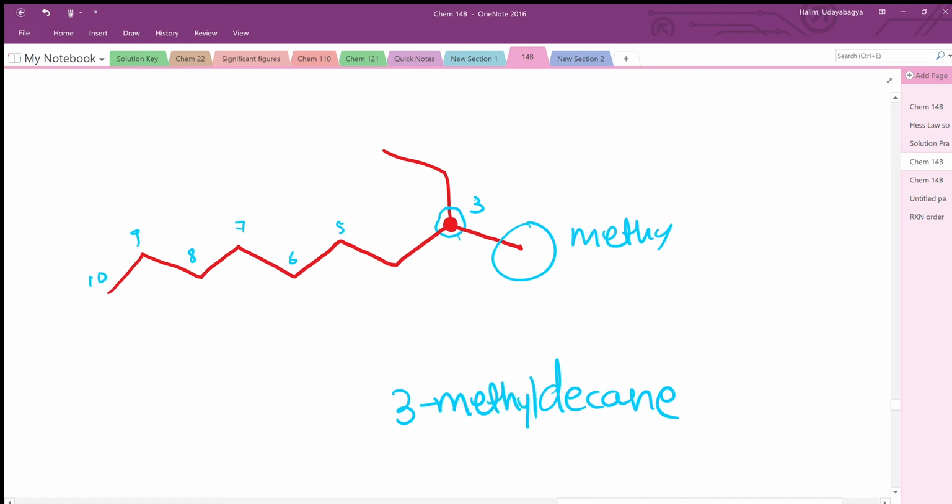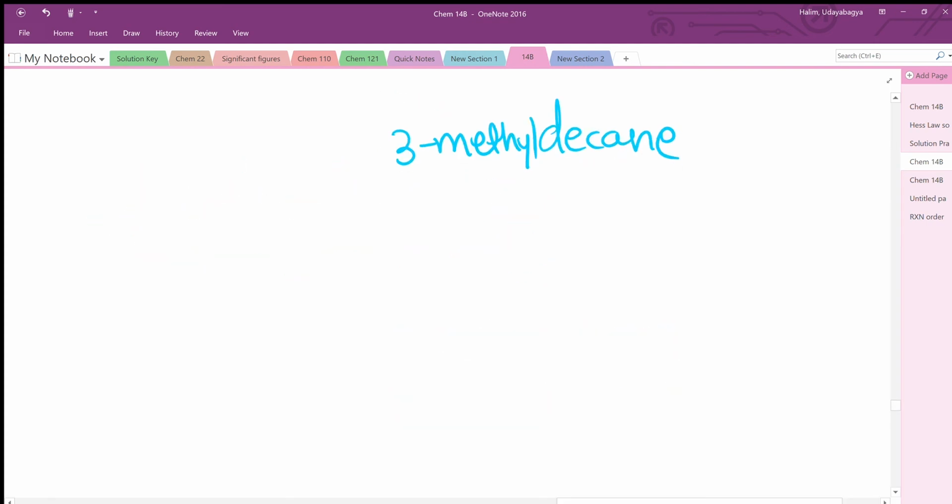Okay. So far we flip it around and we put prefixes. Let's do another one that has 2 different functional groups, and this is where alphabetical order makes a difference. Let's do a molecule that looks like this.